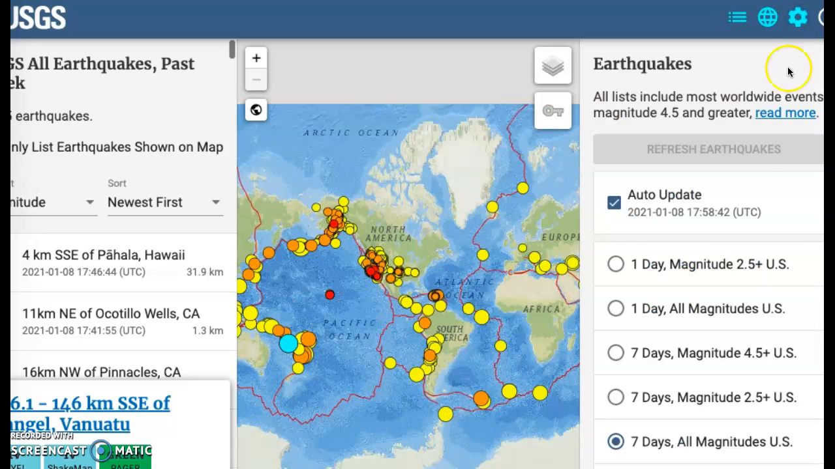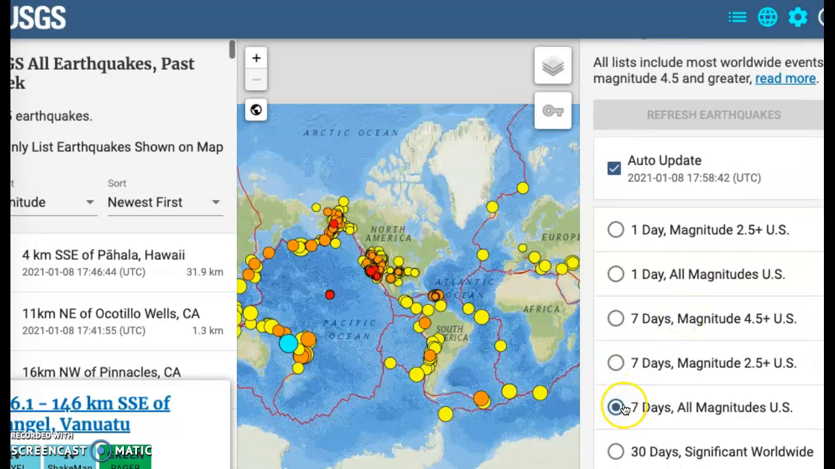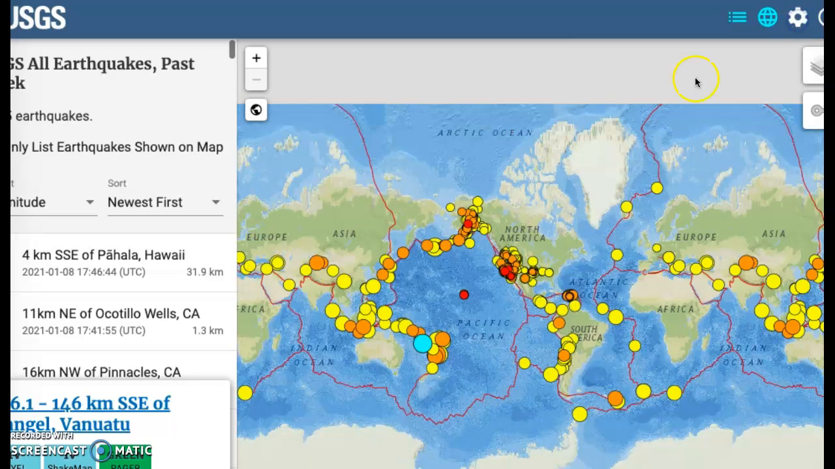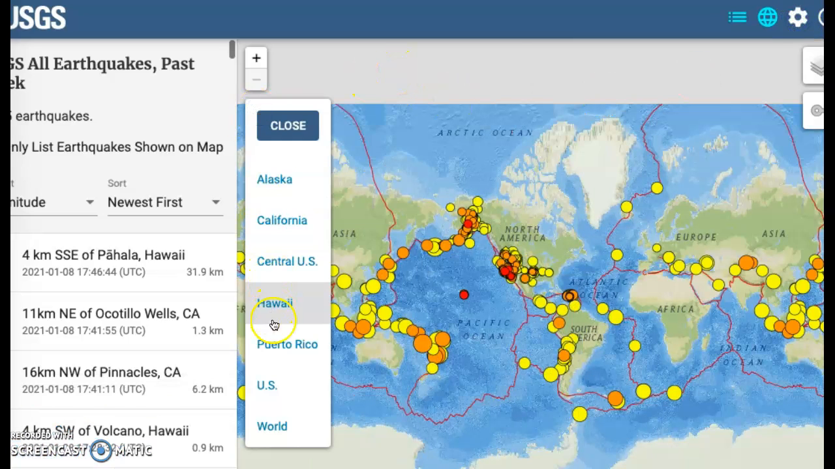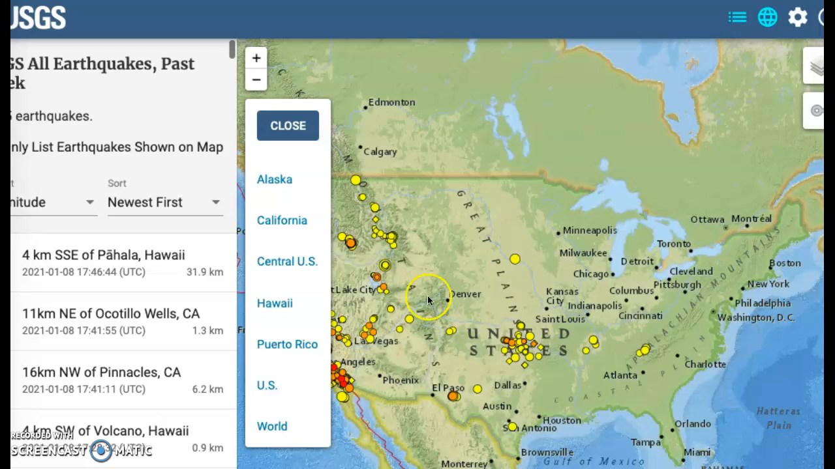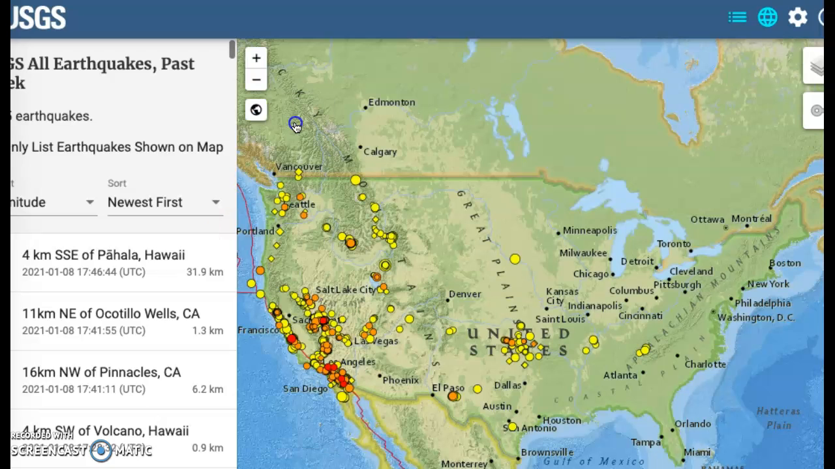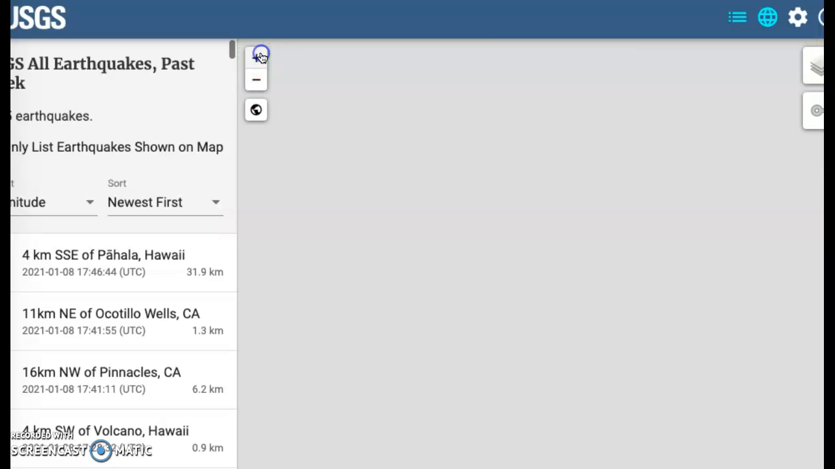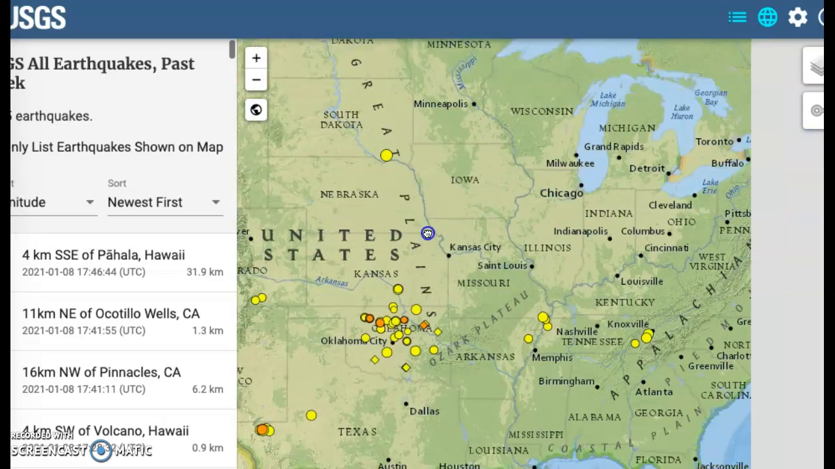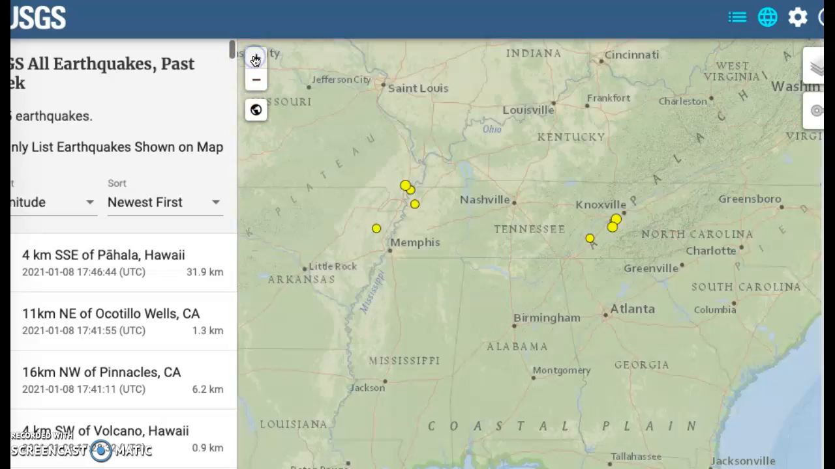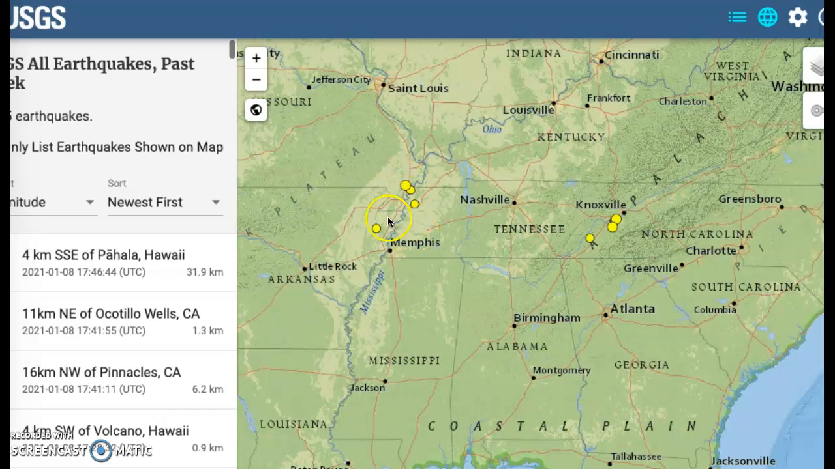So if you go to the gear, it'll let you change, and I'm going to have it on earthquakes within the last week. And I'm going to change it to the United States. And so all of the earthquakes that are shown here have happened within the last week in the United States. So I'm going to zoom in to where we live, and I'm going to show you the earthquake activity along the New Madrid fault line. So you can see in the last week in our area, here's Paducah, here's Memphis, Nashville, St. Louis, we live here. In the last week, there have been 4 earthquakes.